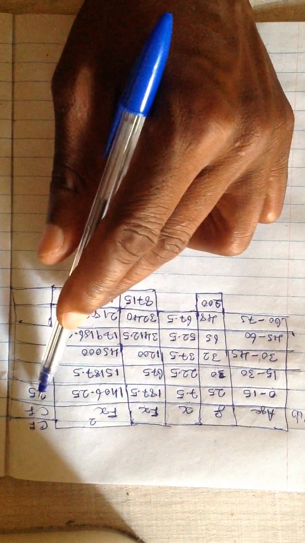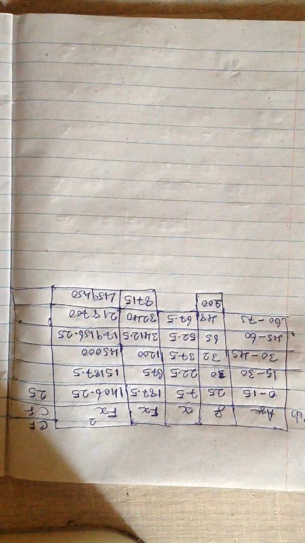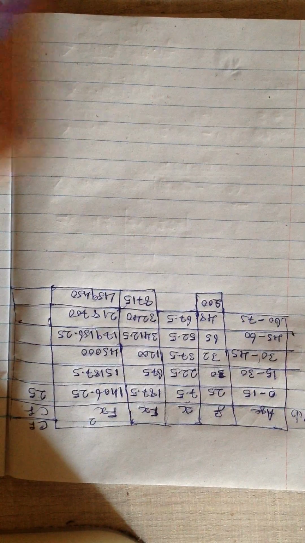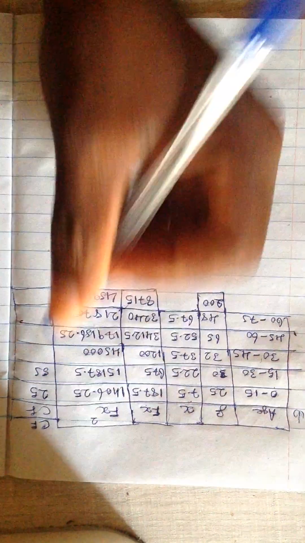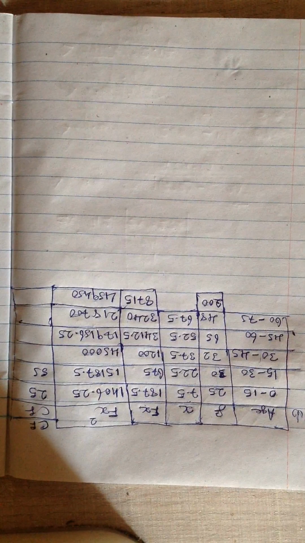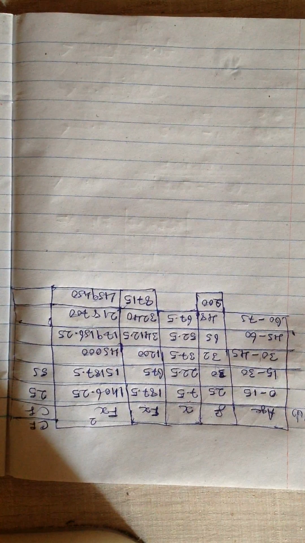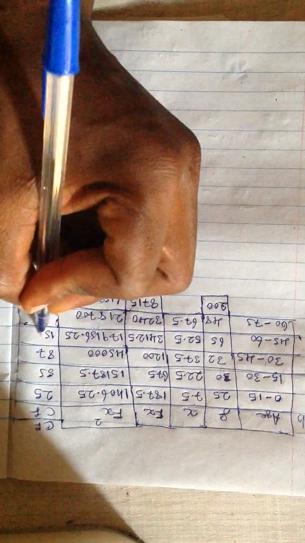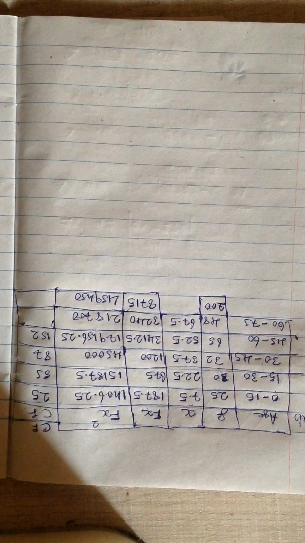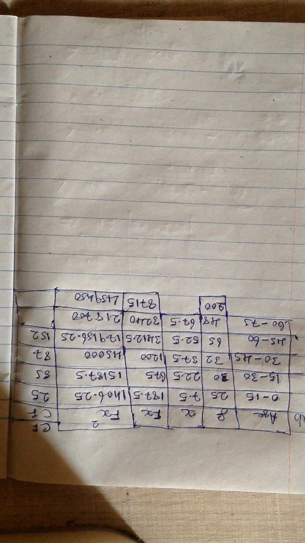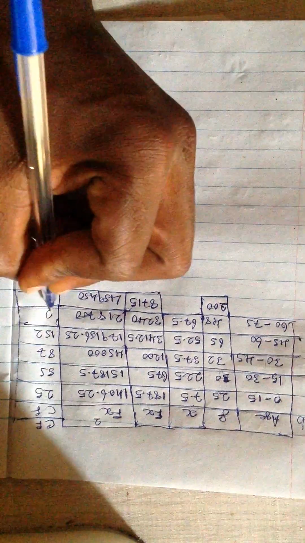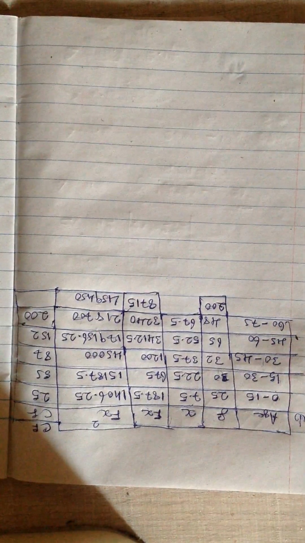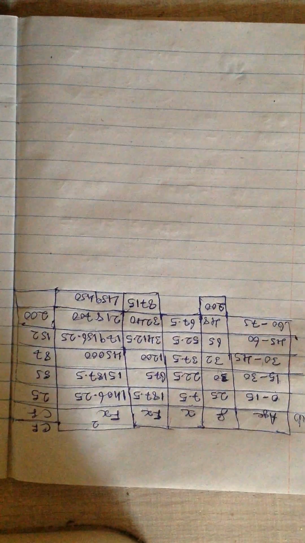Then you start adding 25 plus this. What is 25 plus 30? We're going to have 55. What is 55 plus 32? You're going to have 87. What is 87 plus 65? You're going to have 152. What is 152 plus 48? You're going to have your 200 comes here, meaning this and this are the same. Okay, so we have something like this.